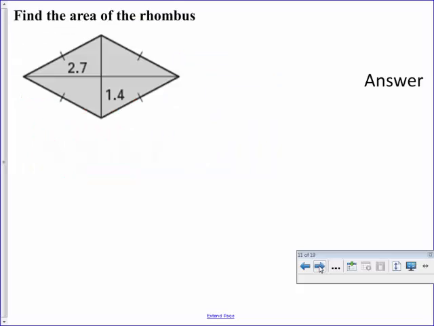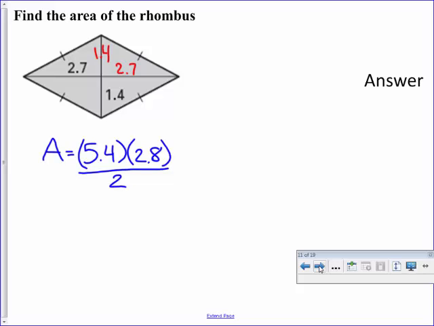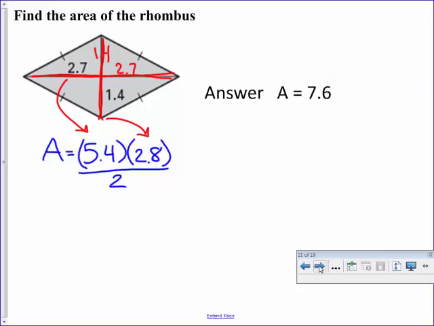So in this rhombus, it gives us 2.7 as part of the diagonal. Well, remember, they're bisected, so that one's 2.7. Also, this one is 1.4. So we have to add those up to get the length of the diagonal. So plugging into our formula, your area should be 5.4 times 2.8. And I'm getting that from adding 1.4 and 1.4 to get 2.8. And then 2.7 plus 2.7 gives you 5.4. And then divide by 2. So you should get the answer to be about 7.6.